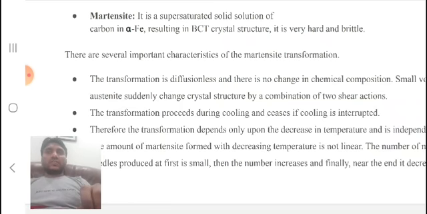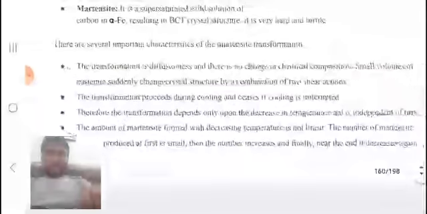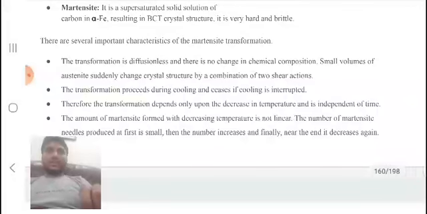The transformation proceeds during cooling and ceases if the cooling is interrupted. Therefore the transformation depends only upon the decrease in temperature and is independent of time. The amount of martensite formed with decreasing temperature is not linear. The number of martensite needles produced at first is small, then the number increases, and finally near the end it decreases again.